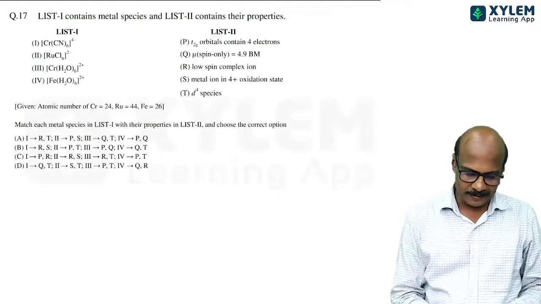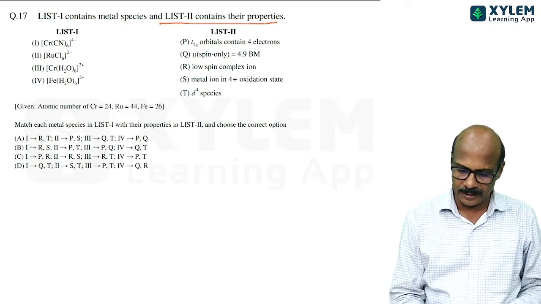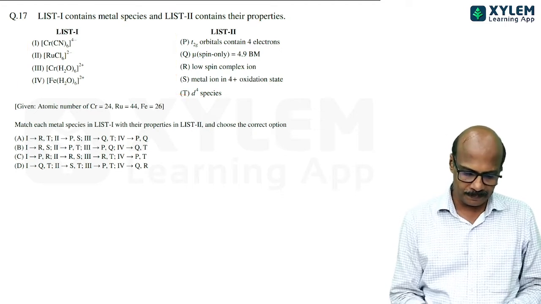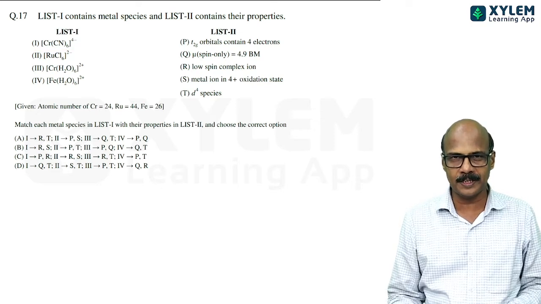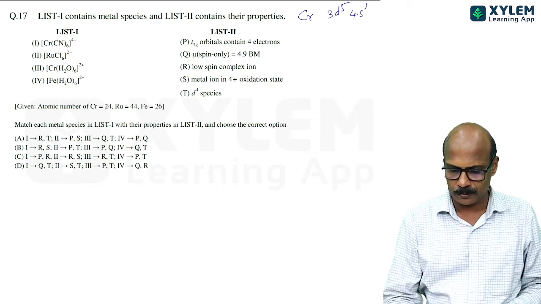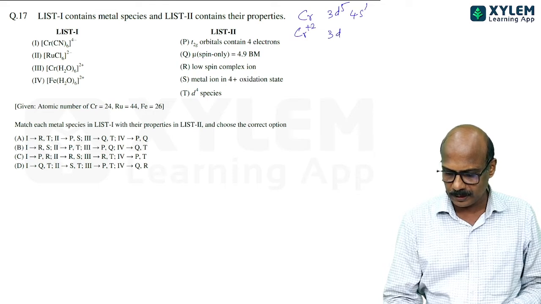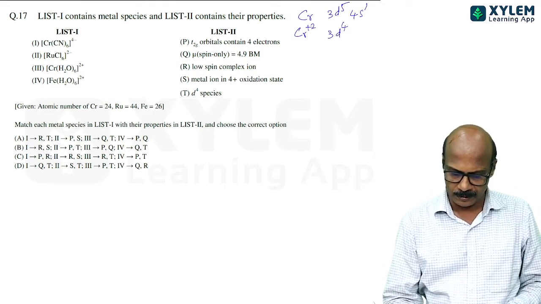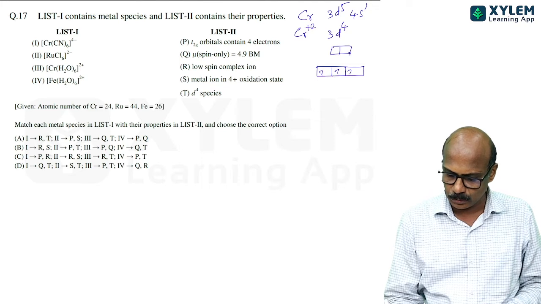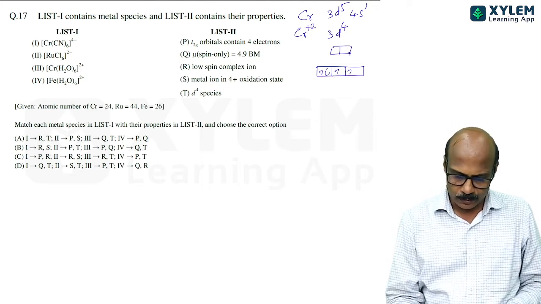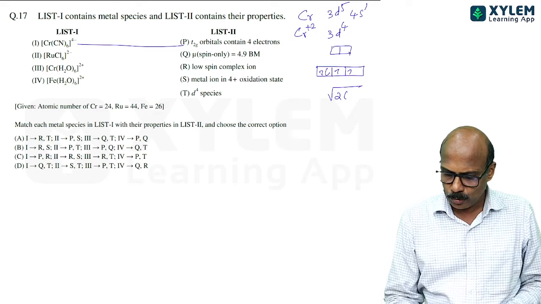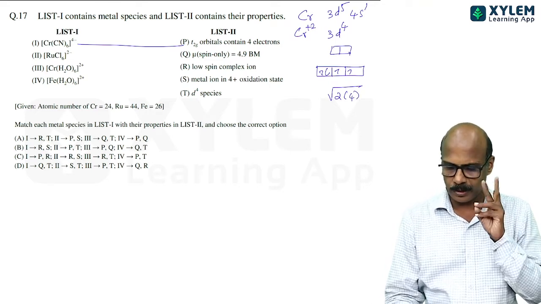Now let me go to the next question. List 1 contains coordination compounds and list 2 indicates their properties. What about the first coordination compound, hexacyanidochromate(II)? We know that chromium has an outer configuration 4s1 3d5 in the ground state. Chromium plus 2 means that is 3d4. So no doubt it is a d4 species. And cyanide being a strong ligand, all the 4 electrons lie in the t2g level. There is no electron in eg. So t2g containing 4 electrons is correct. And again, its spin-only magnetic moment is root of n into n plus 2, with 2 unpaired electrons.